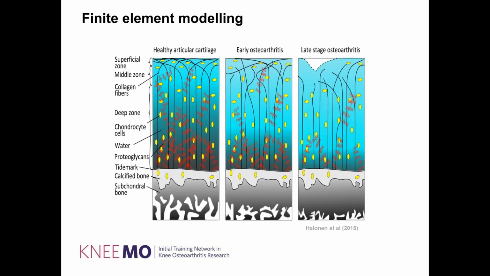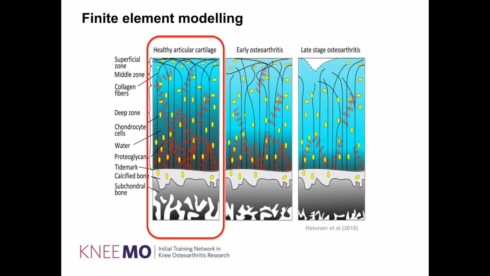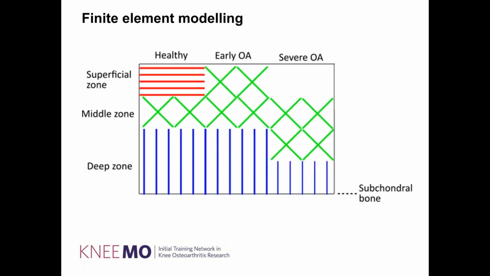So just to remind you, you are probably familiar with the structure, the morphology of articular cartilage. Just to remind you that we are talking about healthy articular cartilage at this point, so we are testing this with one healthy subject. And what it means is this type of structure. We will later on tackle the early OA and severe OA structures, but at this point we are using this kind of structure.